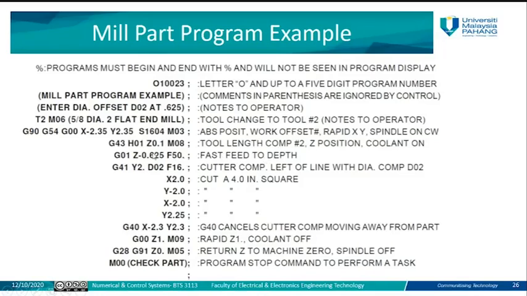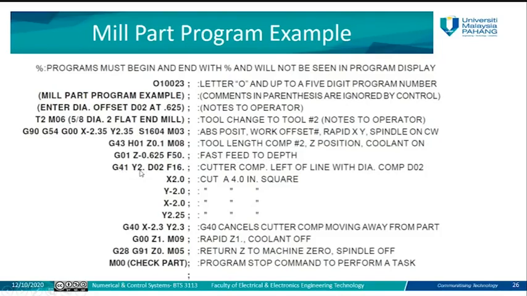When we say depth, that means we are talking about the Z, because in milling the Z represents the depth of the machine. So the movement on the Z axis represents the depth of the movement for the spindle. So when we talk fast feed to depth for 50, then go for the next one, which is G41.